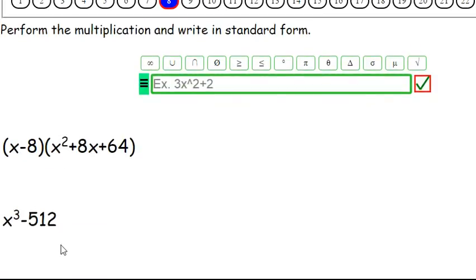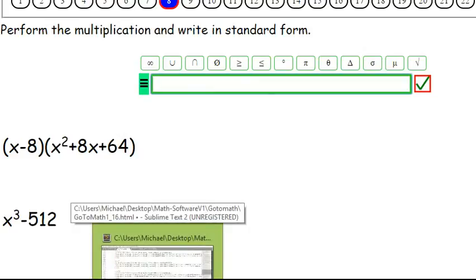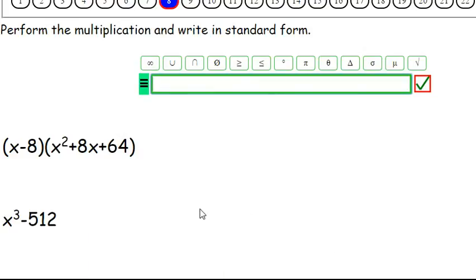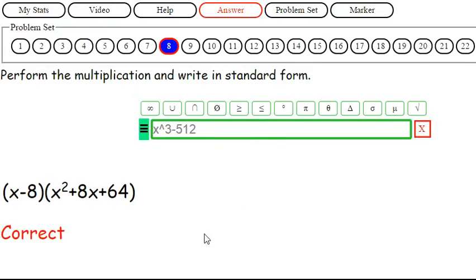So we have x cubed minus 512, and we're going to check this just for the heck of it. I don't know why that came up. It just did. So we have x cubed minus 512. Correct, good.